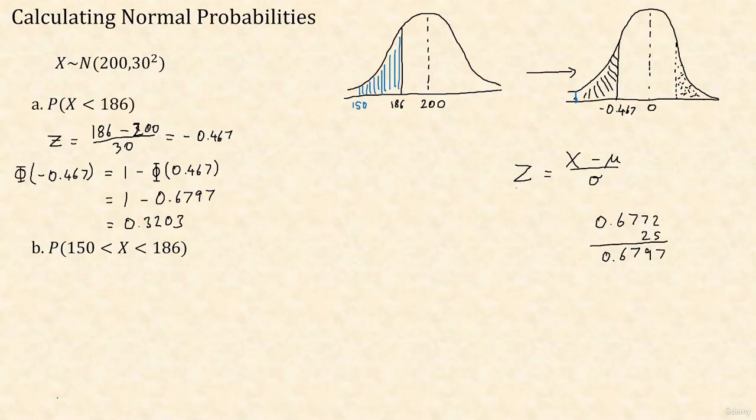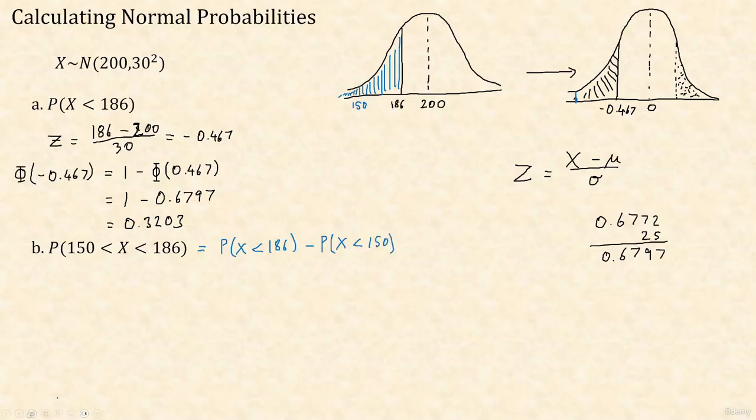So we can use our previous answer to work this out. Here's how. What we can say is that this is the same as the probability that x is less than 186, which would be everything all the way down here, minus the probability that x is less than 150.